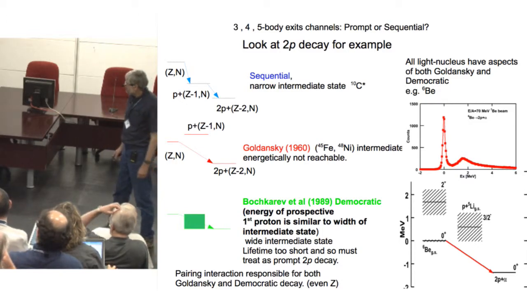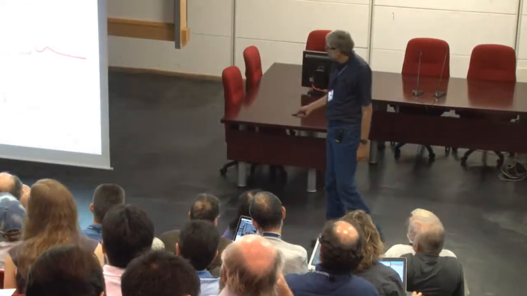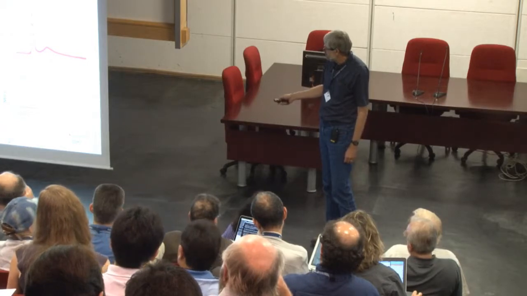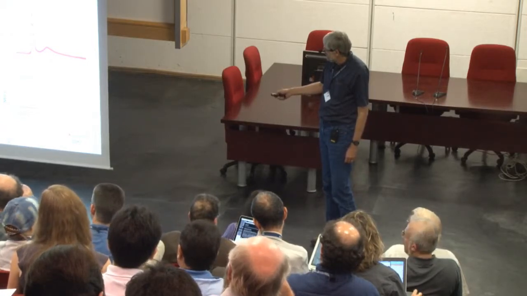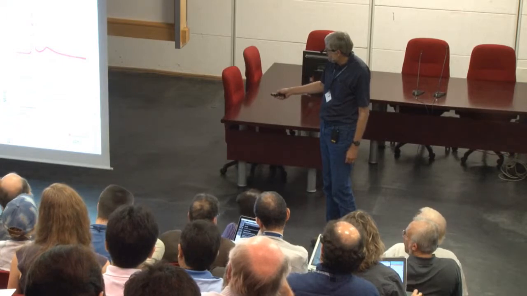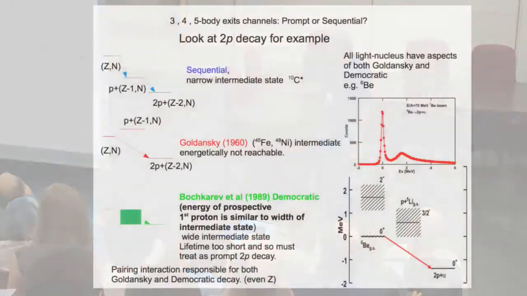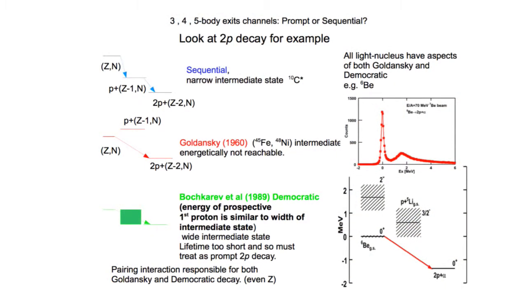So, yeah, I should also mention, both of these things are associated with pairing. If you want to make a Goldansky case, if you make this system even and this is odd, then the pairing energy pulls this state up and can make it inaccessible. Similarly, when the state's pulled up, it's also less bound and tends to be wider. So both of these things are usually associated with pairing.